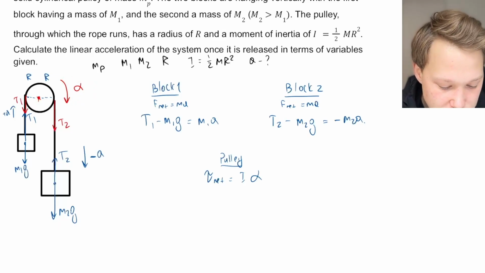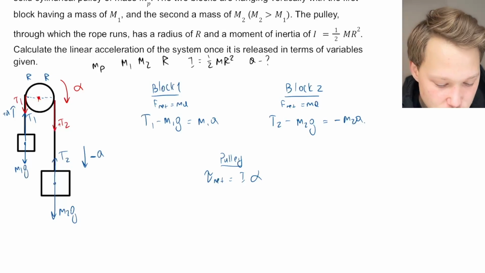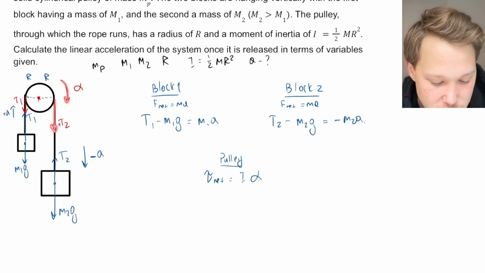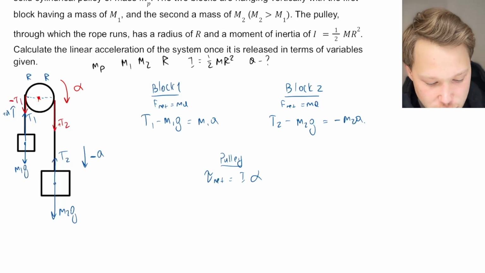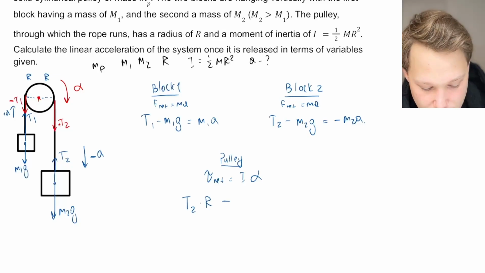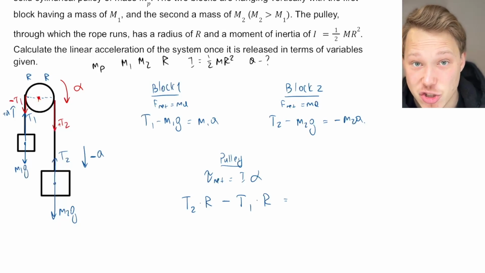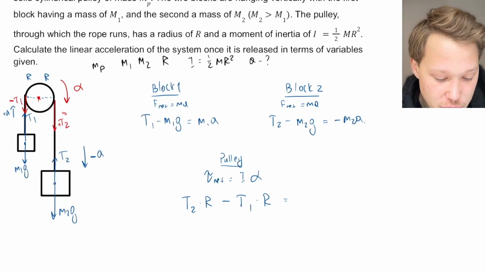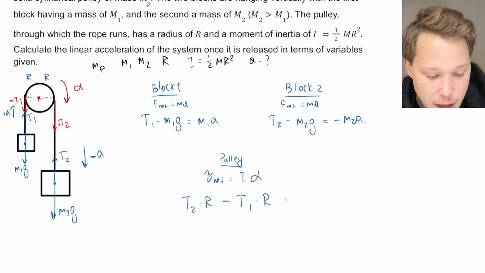So therefore T2 will have a positive torque because it's in the same direction as acceleration, and T1 will have negative torque. So it's going to be force times distance minus force times distance for the first tension. So again, I summed up the torques from both tensions. The torque from this tension is going to be T2 times R, distance away. And for this one it's going to be T1 times R. Great.